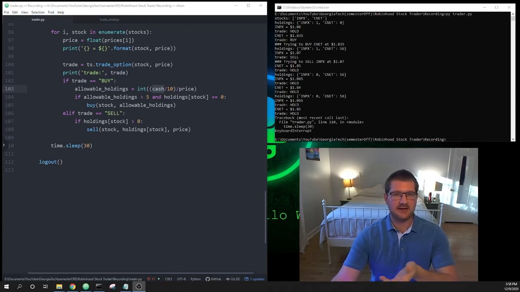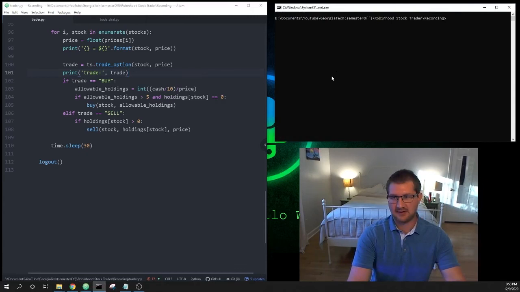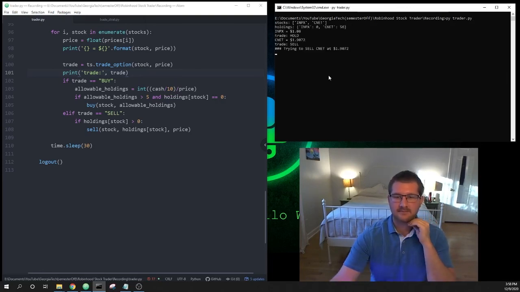So I was just looking at my Robinhood app and it looks like CNET is going up a lot. So I just wanted to run this again and show you guys how it kind of works and show you guys that now it's at 191 if I'm looking at my other screen. So let's see what it says. It's probably going to try and sell. So yeah, it's saying to sell CNET.